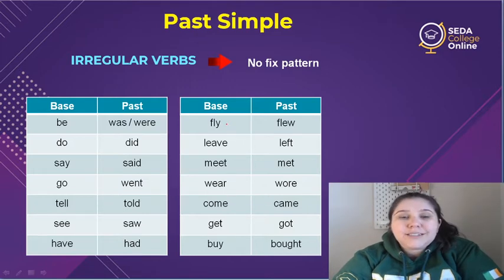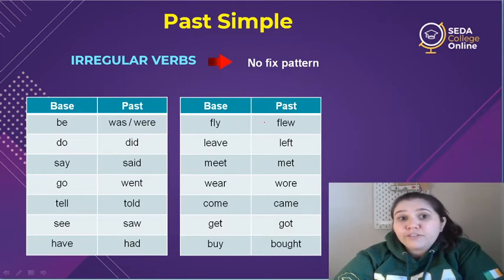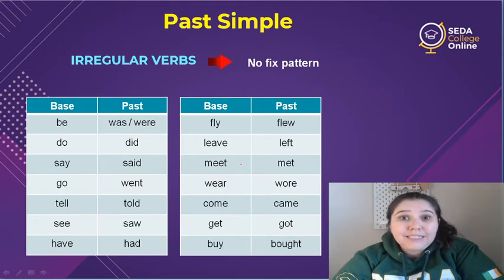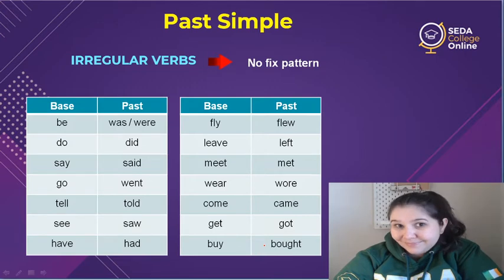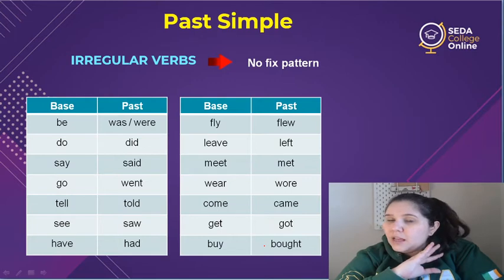So let's go together. Say fly, flew. Leave, left. Meet, met. Where, were. Come, came. Get, got. Buy, bought. Don't worry, you're going to practice and you're going to memorize them and you're going to be awesome.